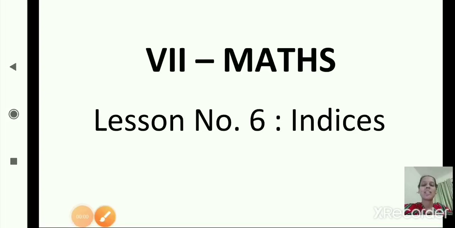Good morning students. In the previous session we started lesson number 6, Indices. In that we completed practice set 26. Now today we will start with practice set 30, because in practice set 30 you have to find square roots by the prime factor method or factorization method.